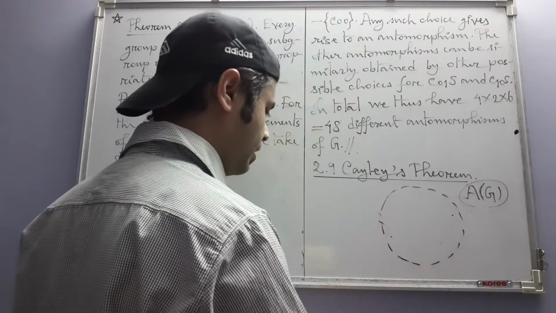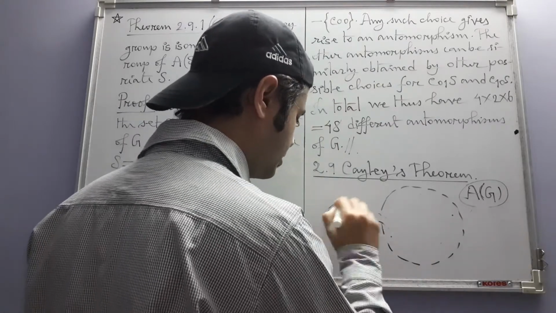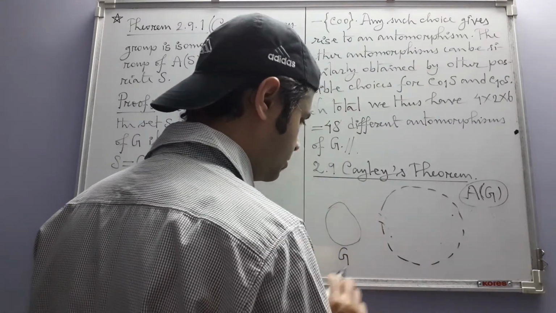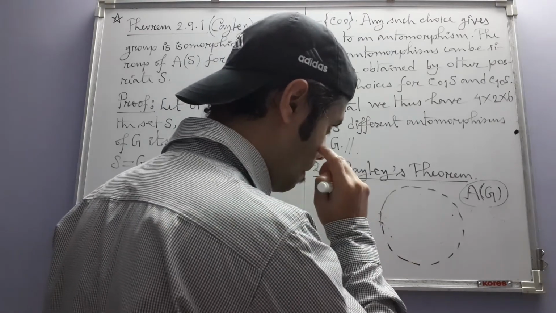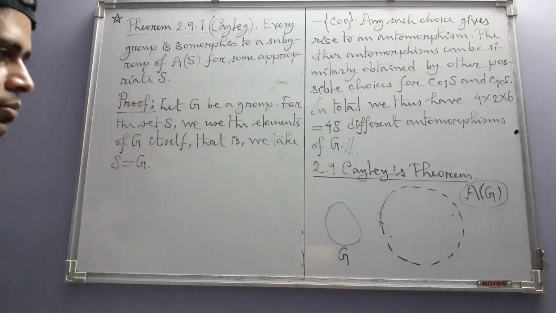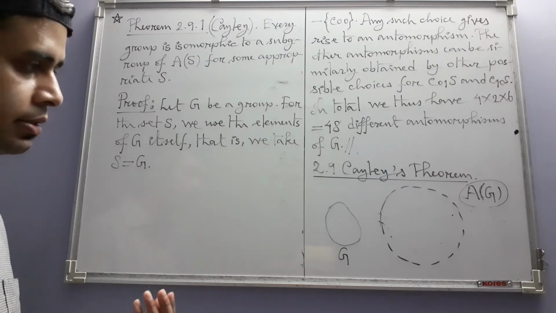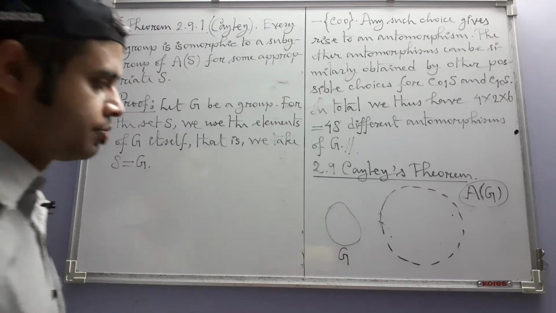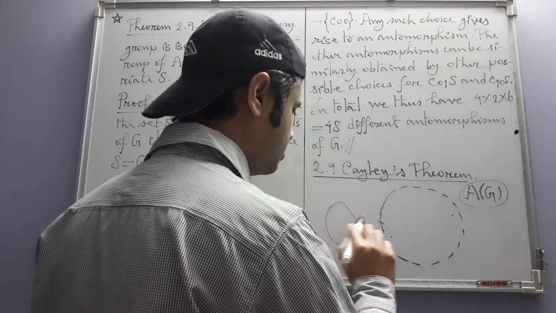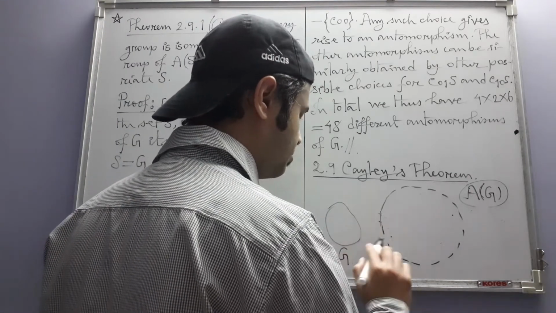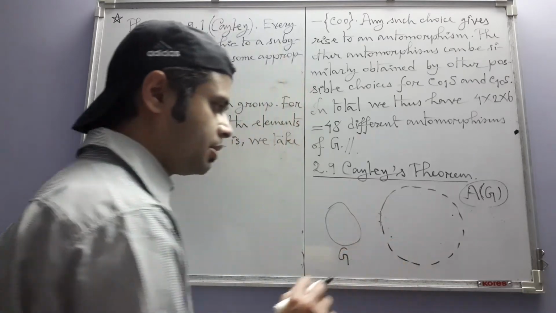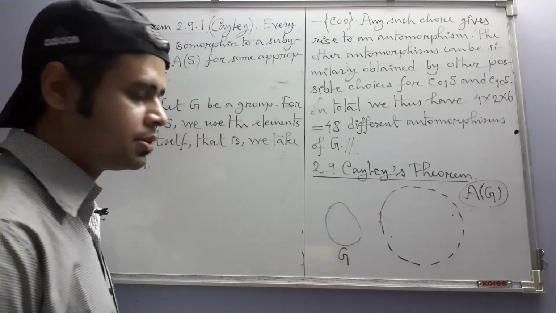So here we have G. A figure is always helpful, no matter how trivial. Now we need to devise a way of identifying G inside A of G. In other words, the statement says that this is isomorphic to a subgroup of G. What is that isomorphism?